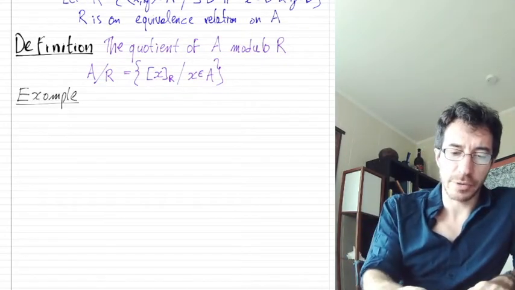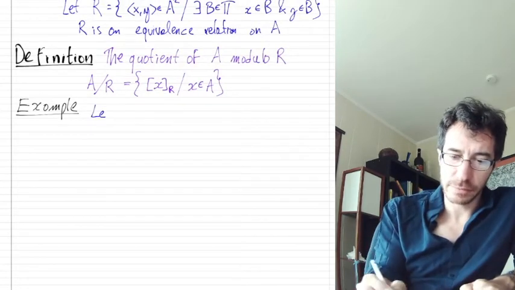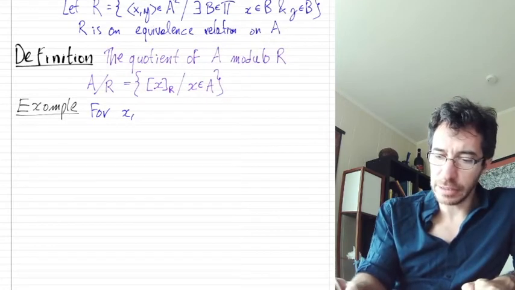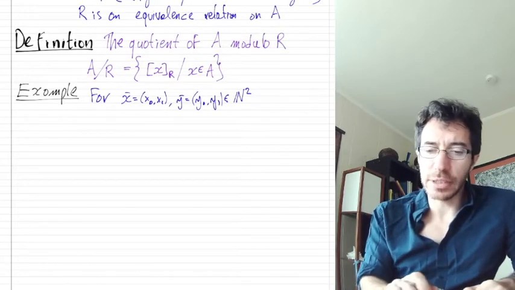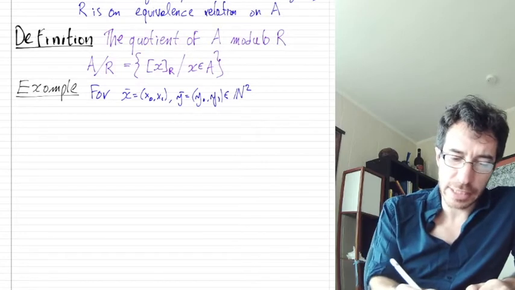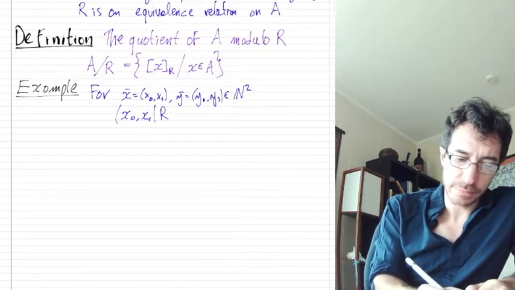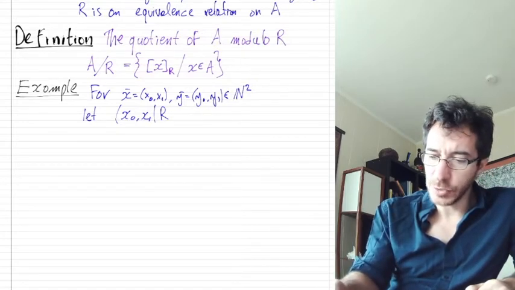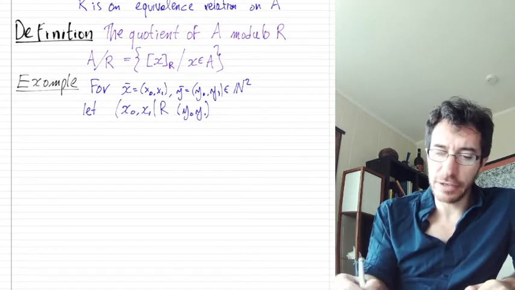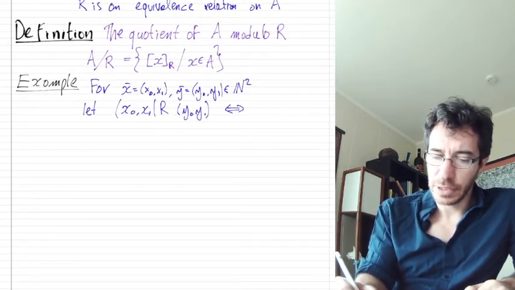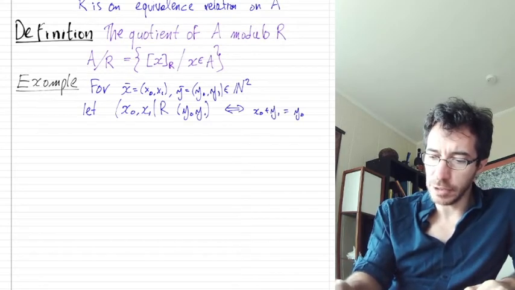So here is an example. Suppose that we have the following relation. Let's say for x and y we have two pairs of natural numbers, x0 and x1, and the other pair y0 and y1, and then we say that (x0, x1) is related to (y0, y1) if and only if the following happens: x0 plus y1 equals y0 plus x1.